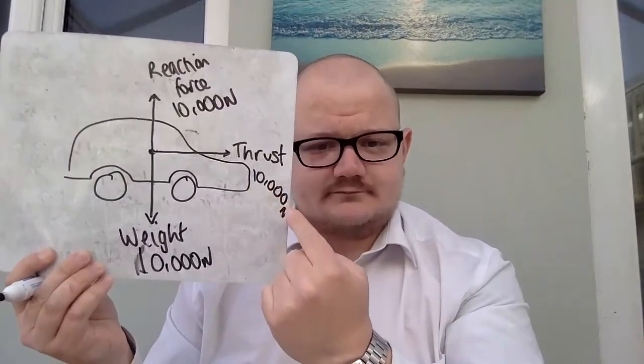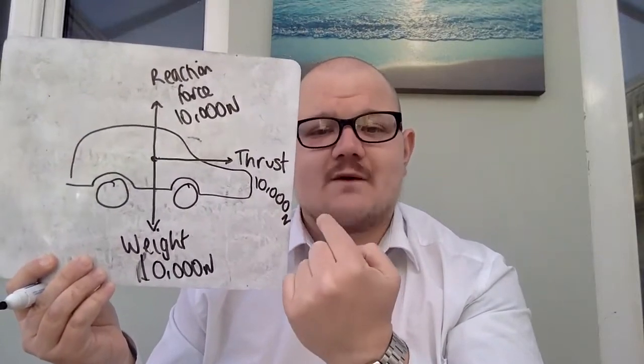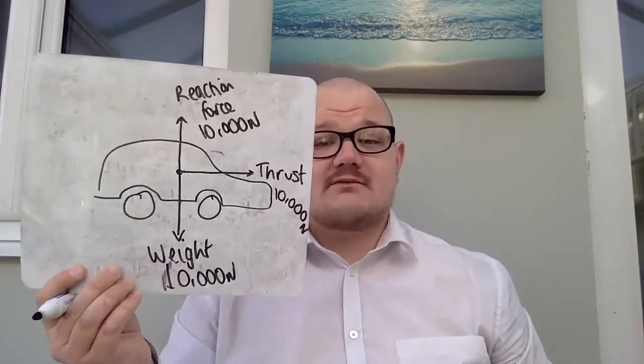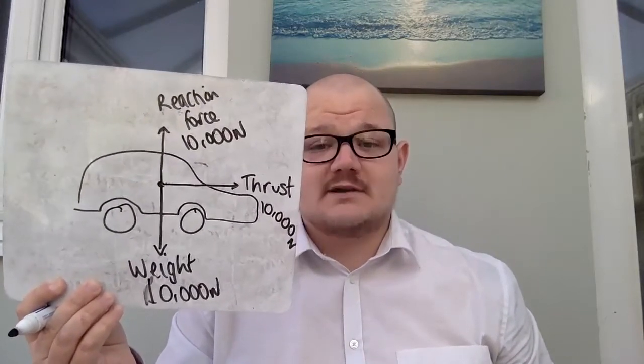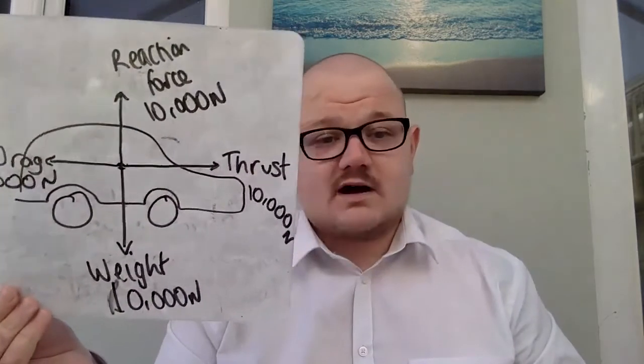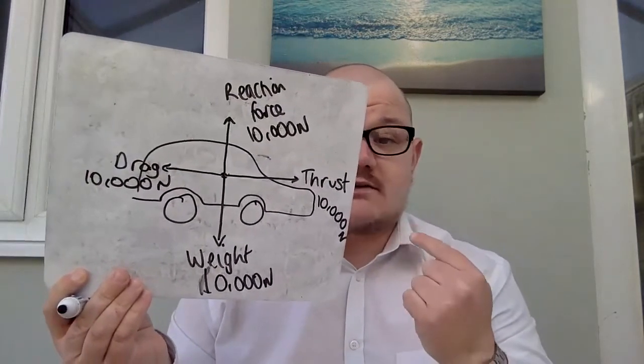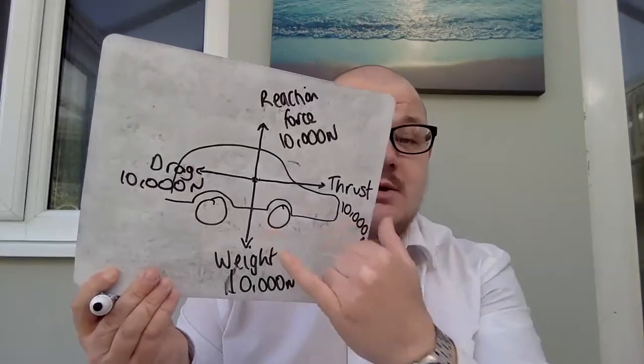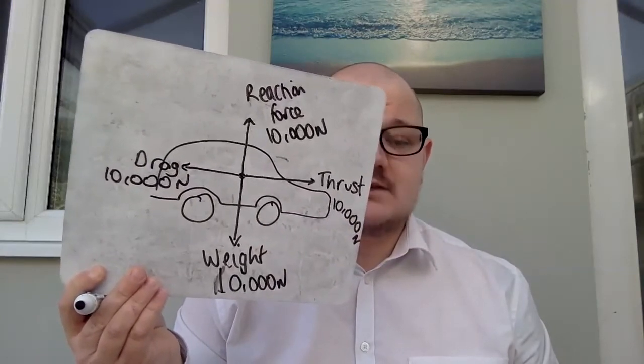But currently, because I have 10,000 newtons going forward and I haven't got anything in the opposite direction, that means that this car would be accelerating. So I still need to add on my fourth force. And it doesn't matter what we call it. You could call it air resistance, you could call it drag, you could call it friction, any of those are fine. But for now, I'm just going to label it drag. And I'm going to give it a size of 10,000 newtons. And the reason why it has to be 10,000 newtons is I know that my car is not speeding up, it's not slowing down, so the horizontal ones must be balanced. So the thrust must equal the drag.